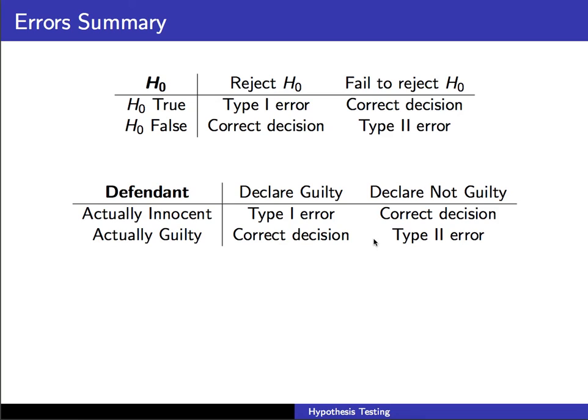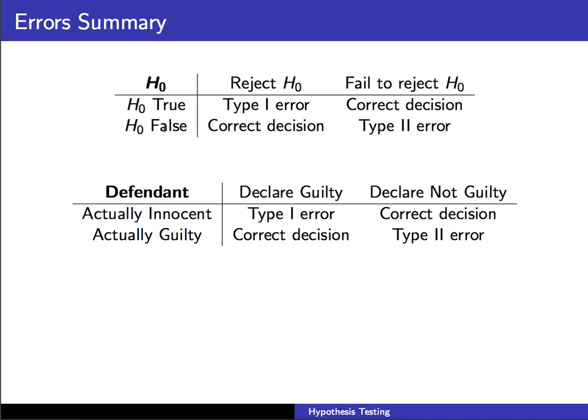Just to summarize what we talked about in this video, if our null hypothesis is true and we reject it, that's a type 1 error. That's the equivalent of a person who's actually innocent being declared guilty. If our null hypothesis is true and we fail to reject it, that's a correct decision because we don't want to reject something that's true. Likewise, if somebody is actually innocent and they're declared not guilty, then the correct verdict has been handed down.